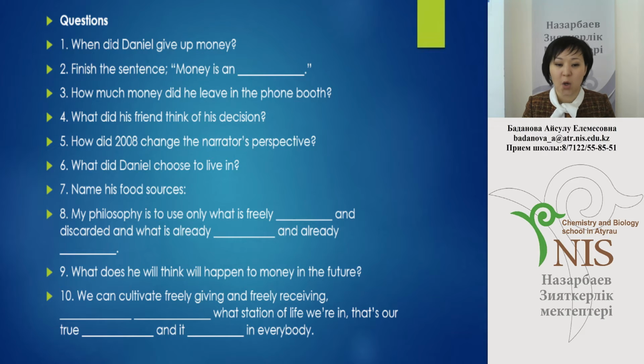Number 9: What does he think will happen to money in the future? What is that specific word that was used? What is that adjective? It will be... Very good. Obsolete. What is obsolete? It would be out of date. It wouldn't exist. People will not be using it anymore. So in the future, he thinks that money will not exist. It will be obsolete. Number 10: "We can cultivate freely giving and freely receiving, no matter what station of life we are in. That's our true nature, and it exists in everybody."